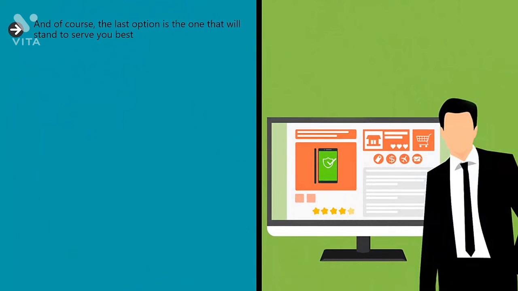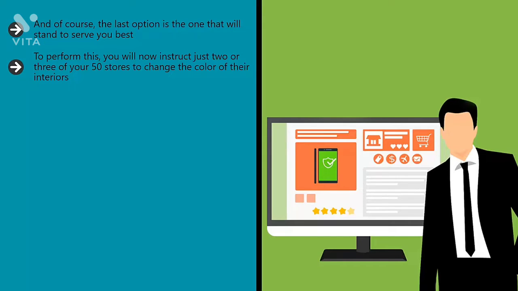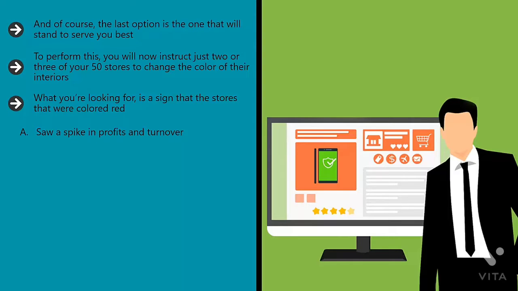And of course, the last option is the one that will stand to serve you best. To perform this, you will now instruct 2 or 3 of your 50 stores to change the color of their interiors. You'll then monitor the progress of those stores for the next 6 months, and then collect all the data together to see what it can tell you. What you're looking for is a sign that the stores that were colored red, A, saw a spike in profits and turnover, B, outperformed the stores that did not change anything.